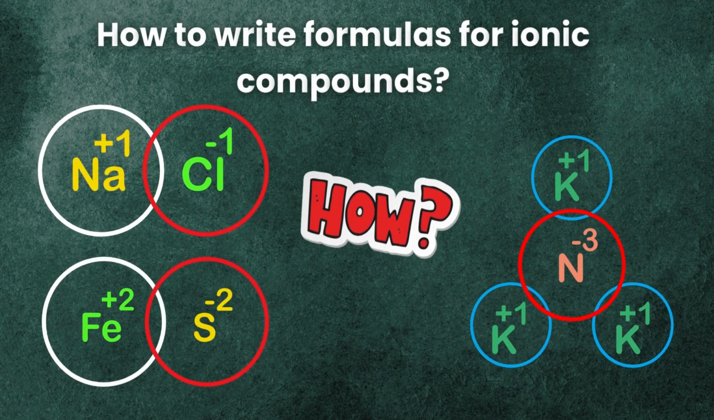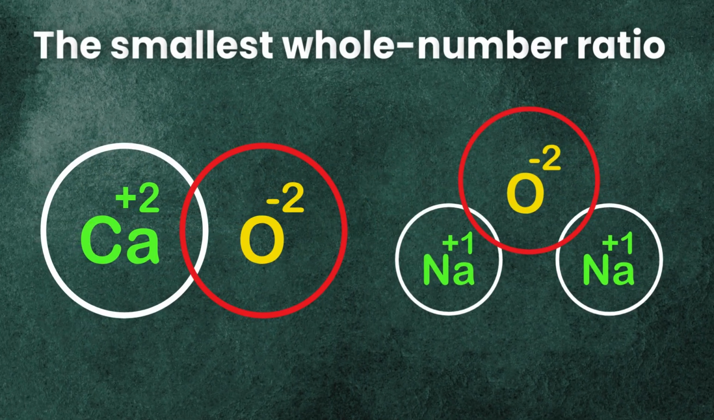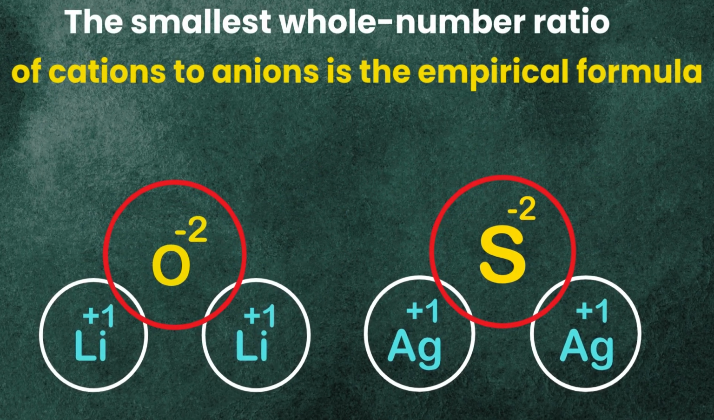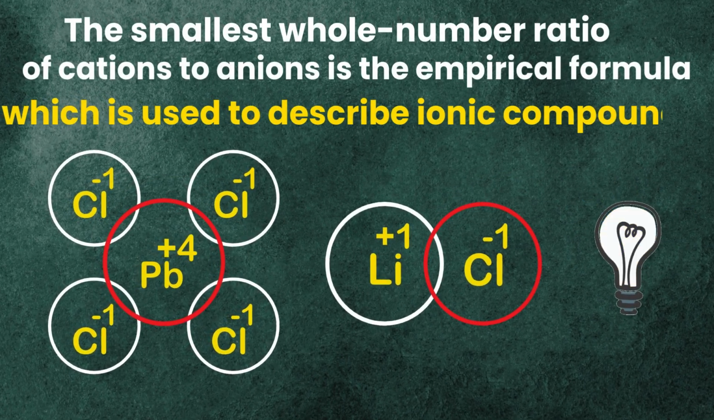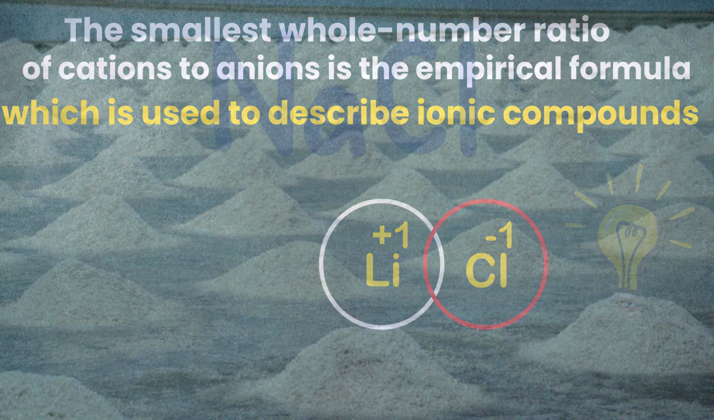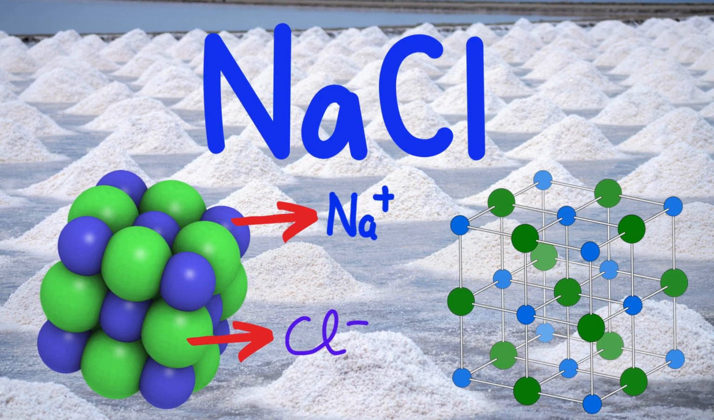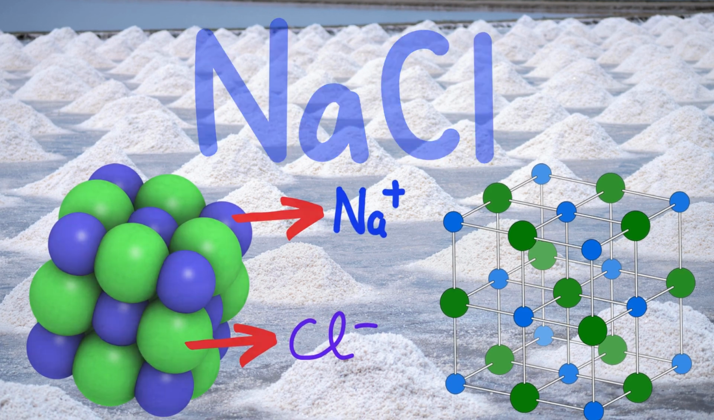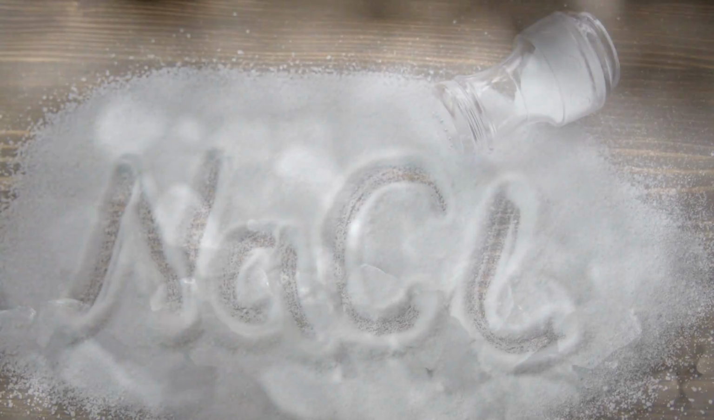How to write formulas for ionic compounds? The smallest whole number ratio of cations to anions is the empirical formula, which is used to describe ionic compounds. For example, in NaCl, there is a 1:1 ratio between the sodium 1 plus ions and the chloride 1 minus ions. So the formula is NaCl.